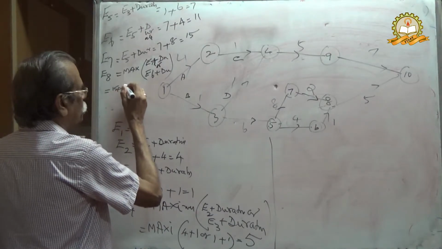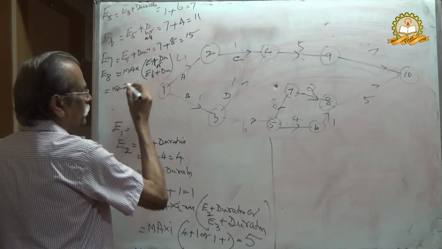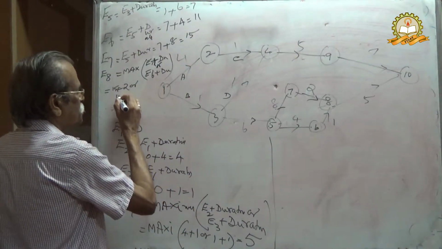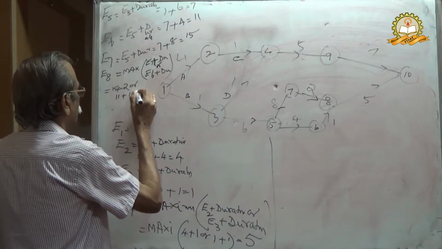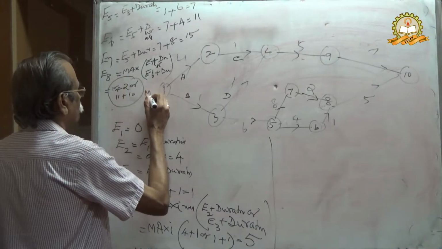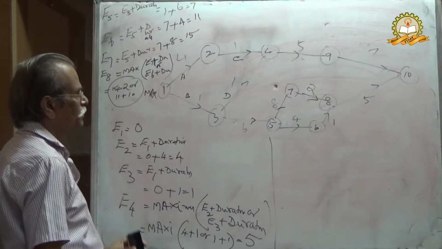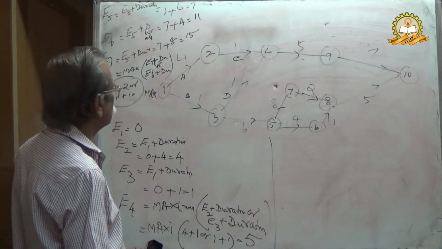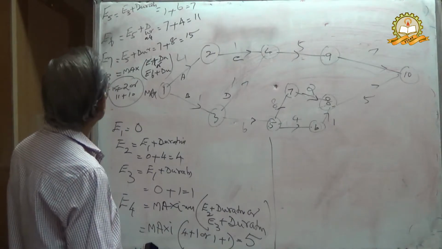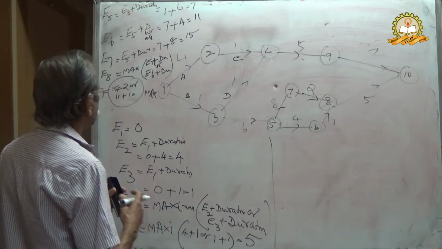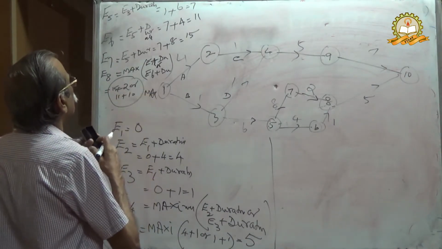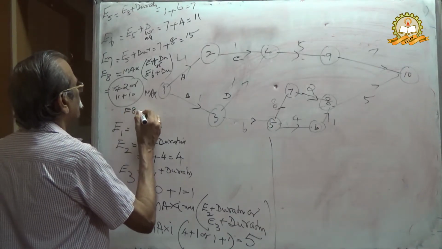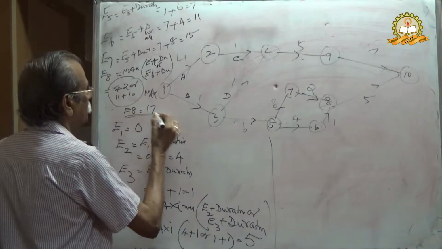E8 is the maximum of E7, which is 15, plus 2, or E6, which is 11, plus 1. Therefore, the maximum is 17. Therefore, E8 equal to maximum equal to 17.